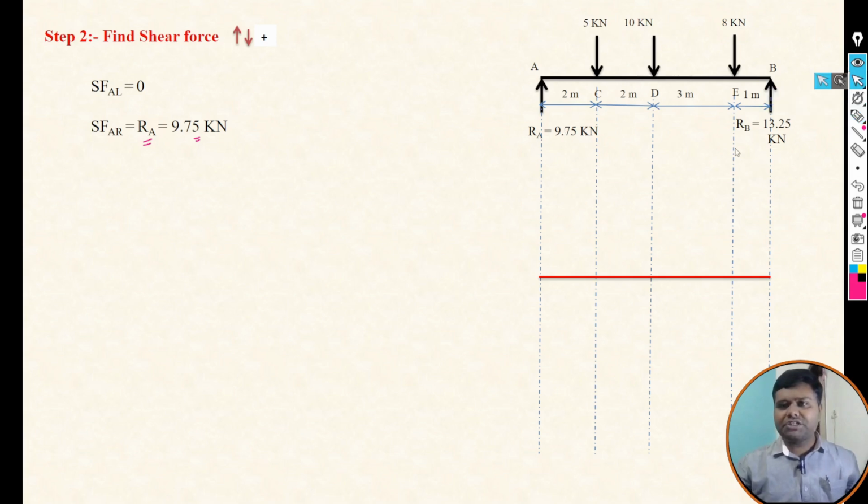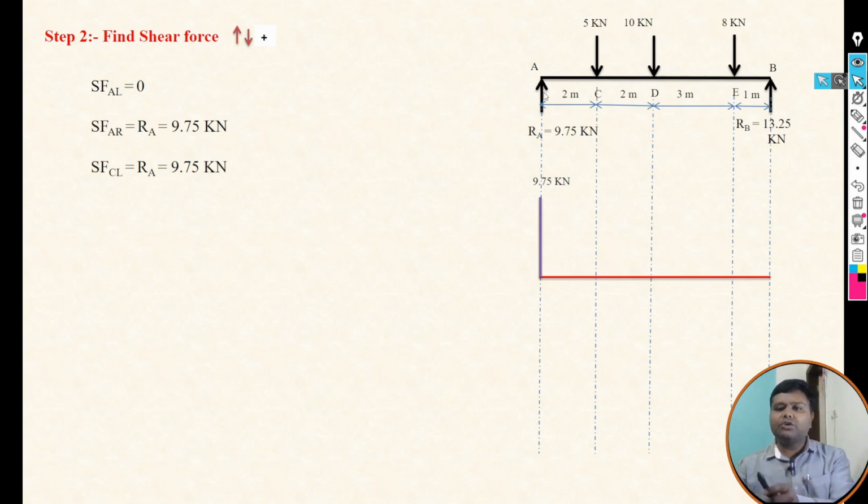Now after that, take a section. Here we can see the variation of shear force. The shear force goes upward on the right side. Now again take the section on the left of point C and focus on the left. Again only RA is there. It means shear force C left is also RA, that is 9.75. It means our shear force diagram is constant from A right to C left.